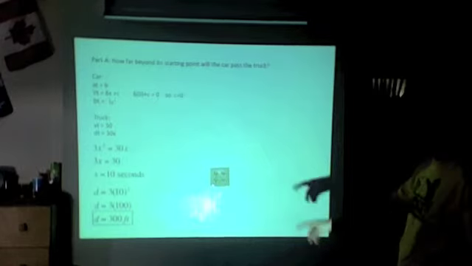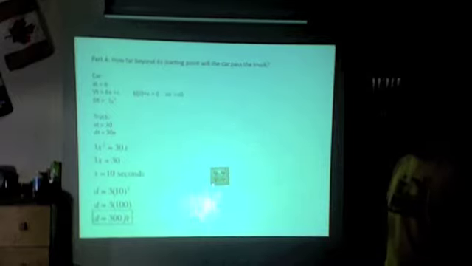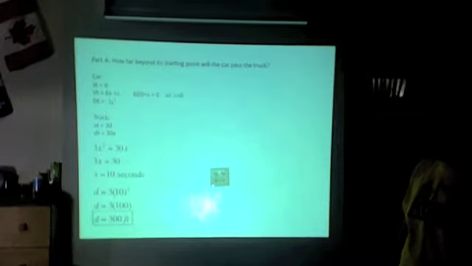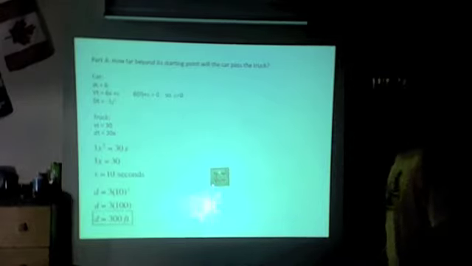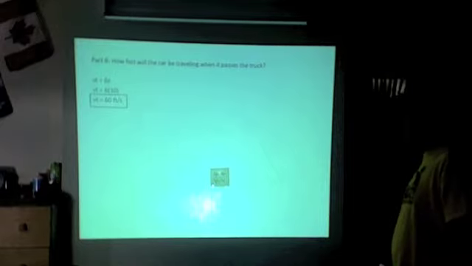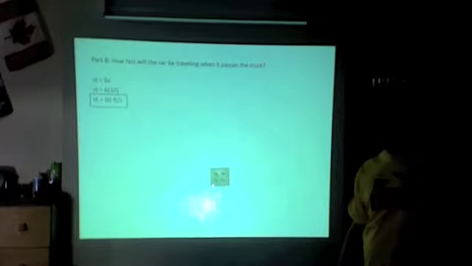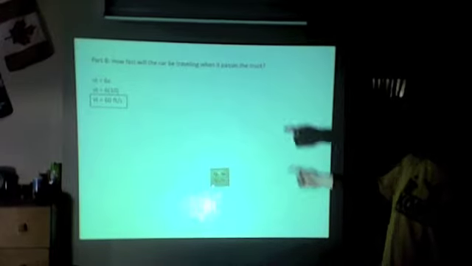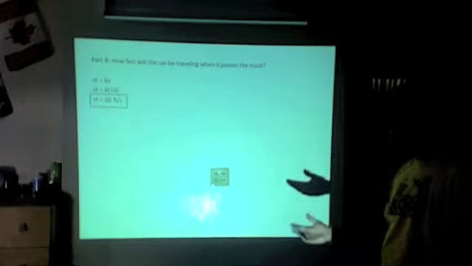Now you plug the 10 seconds into the distance equation for the car to find how far it will travel before it passes the truck, and you get 300 feet down the road. Alright, part B. Now, how fast will the car be traveling when it passes the truck? You already have the time, so all you do is take the velocity function for the car, which is 6x, and plug in the 10 for x. So you get 60 feet per second.